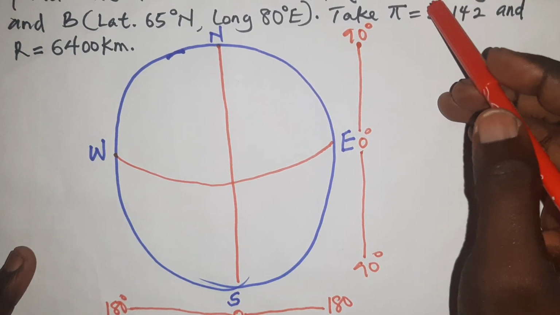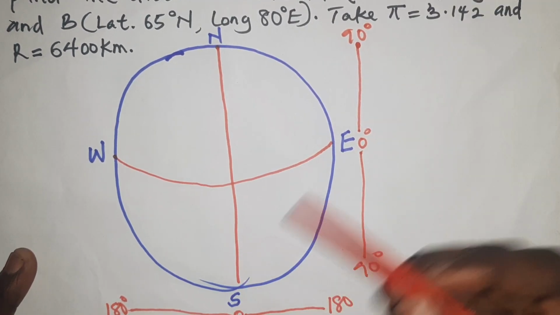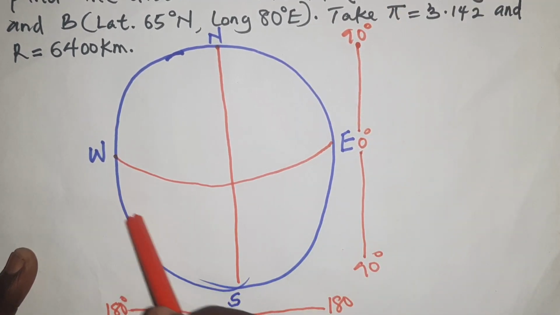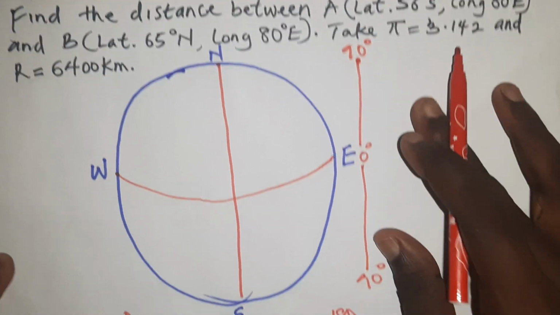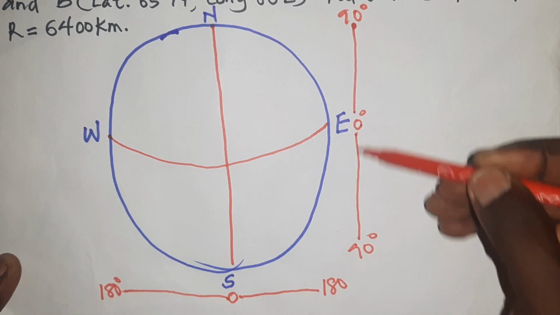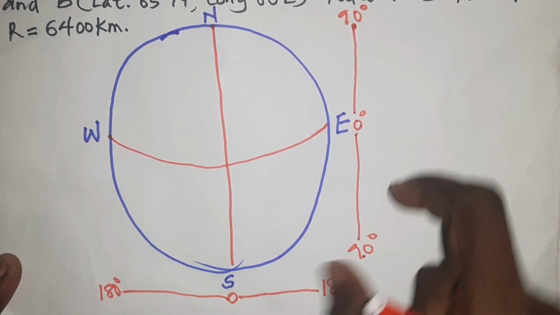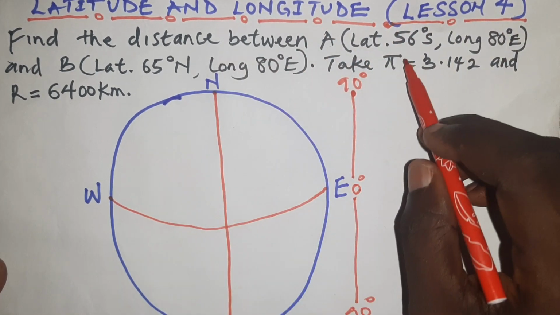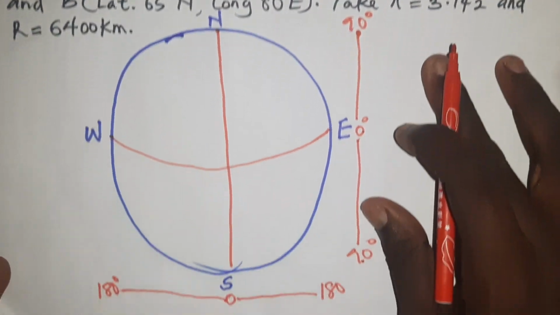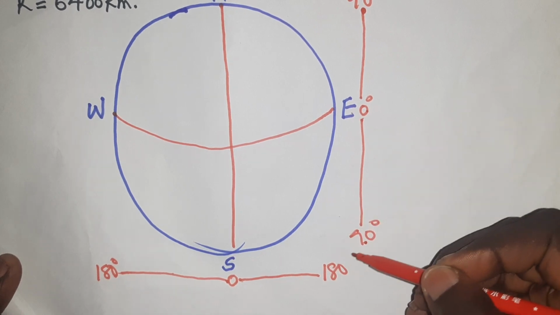56 degrees south means we are using this part, and it's a latitude, so we are going to draw it somewhere around here. But let's find out 56 degrees. Since we're using south, we're using this 0 to 90. This 0 to 90 is for the southern parts, and this 0 to 90 is for the northern part. But they said 56 degrees south, so we are going to use this 0 to 90 here.